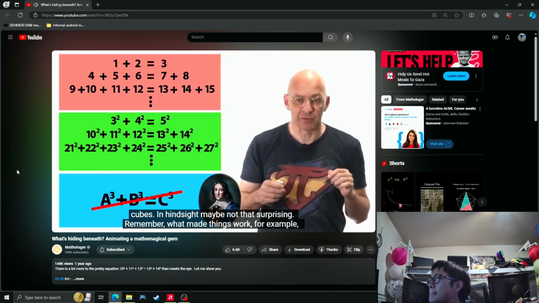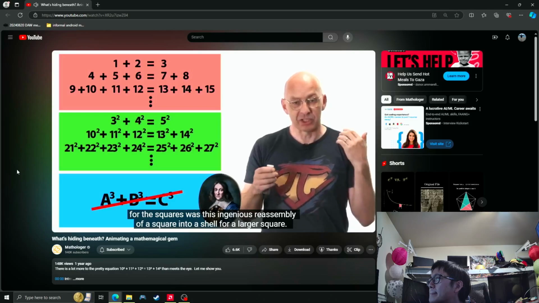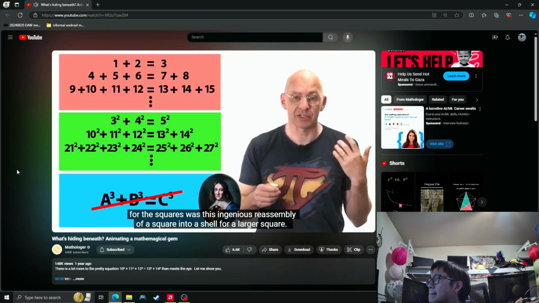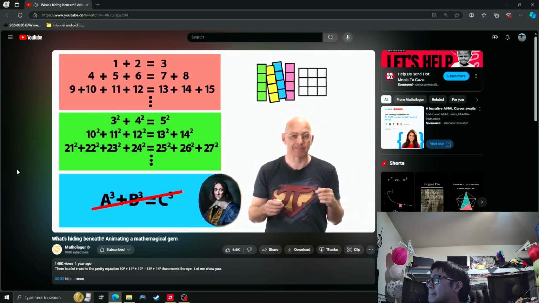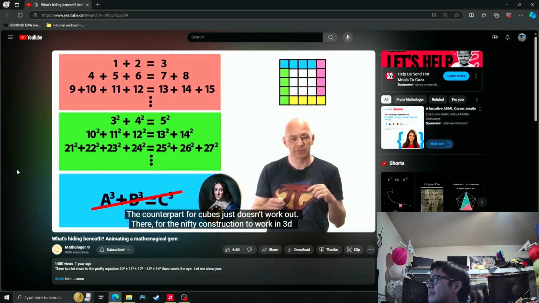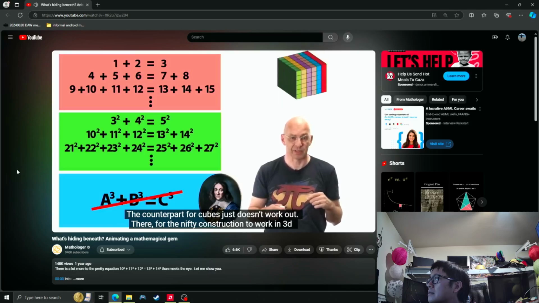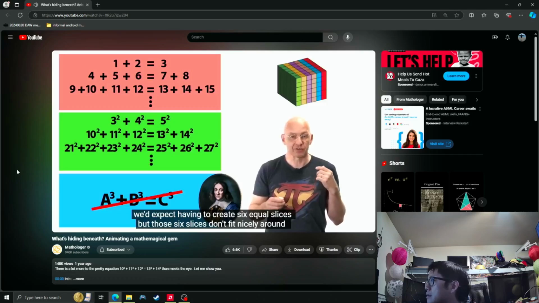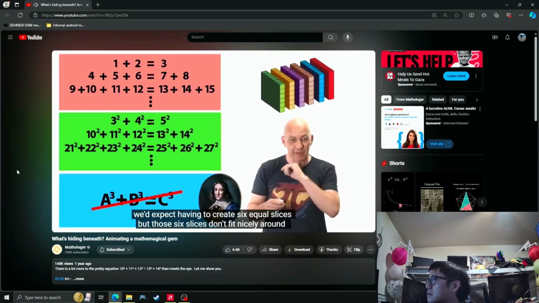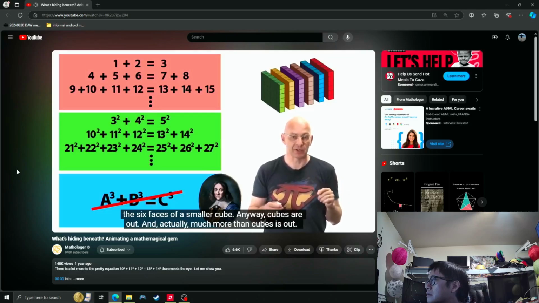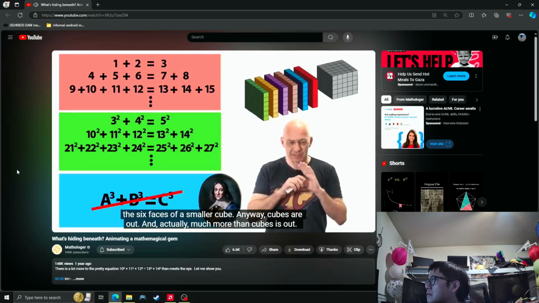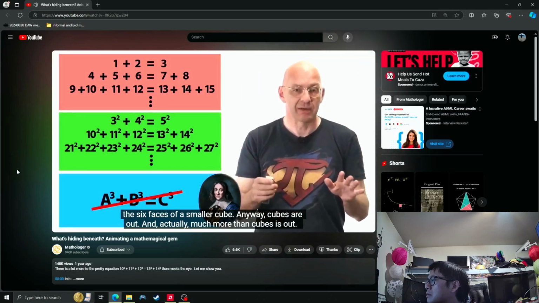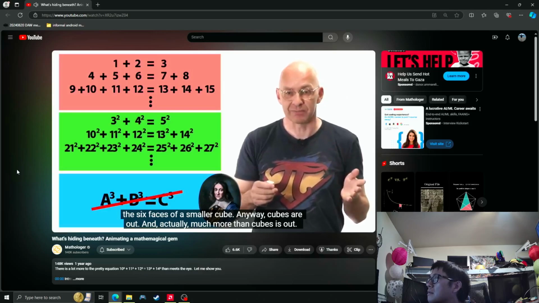Remember, what made things work, for example, for the squares, was this ingenious reassembly of a square into a shell for a larger square. There. The counterpart for cubes just doesn't work out. Therefore, the nifty construction to work in 3D would expect having to create 6 equal slices, but those 6 slices don't fit nicely around the 6 faces of a smaller cube. Anyway, cubes are out.